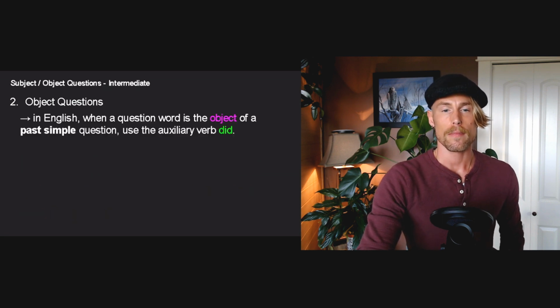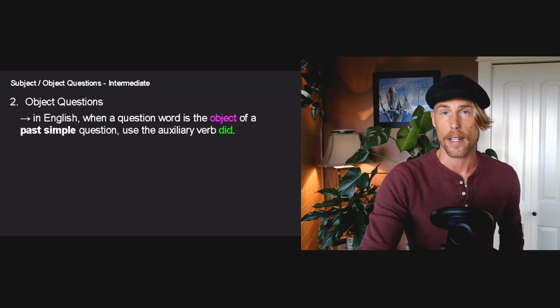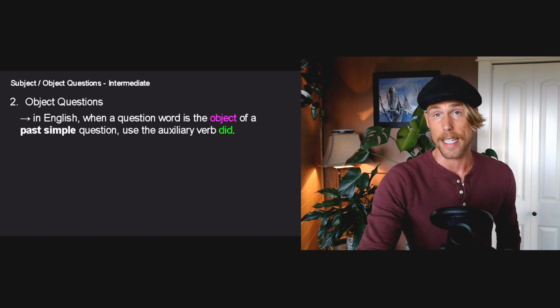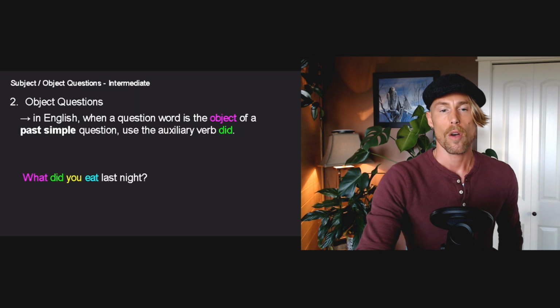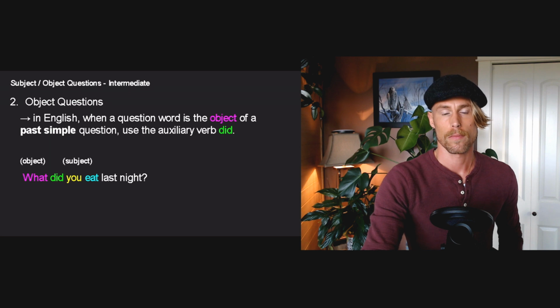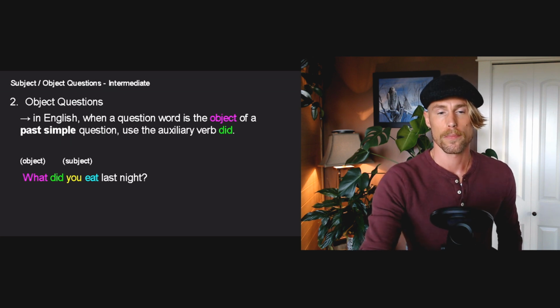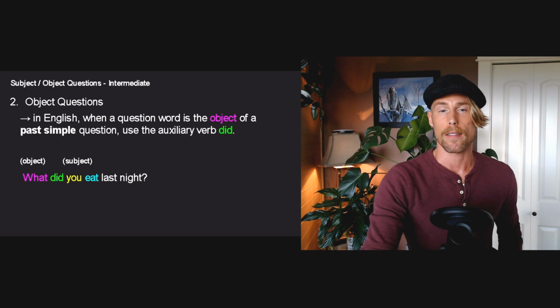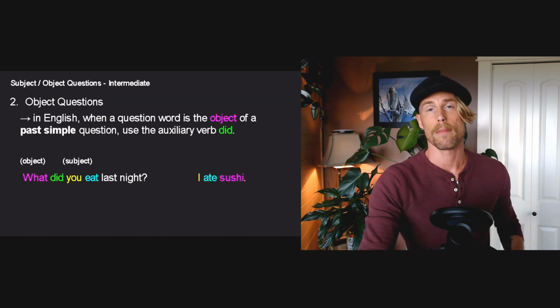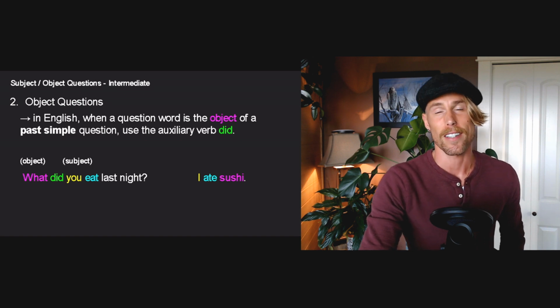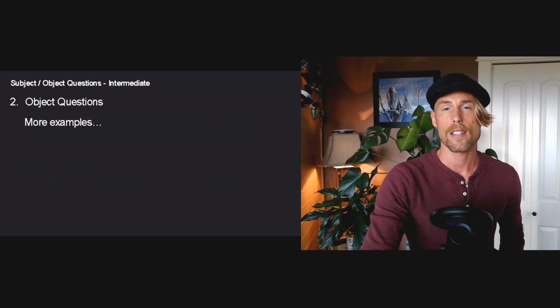In English, when a question word is the object of a past simple question, use the auxiliary verb did. What did you eat last night? Object, what. Subject, you. What did you eat last night? I ate sushi. Do you know sushi? It's delicious. Japanese food. I love it. Let's look at some more examples.